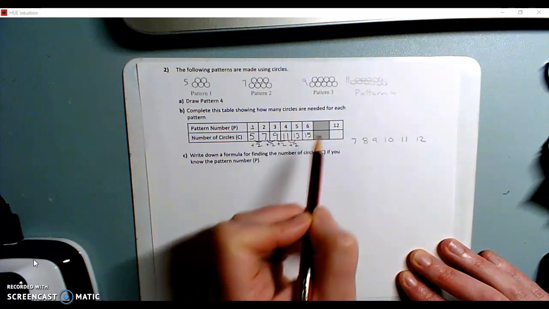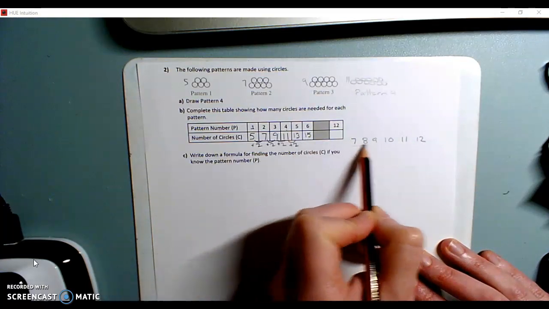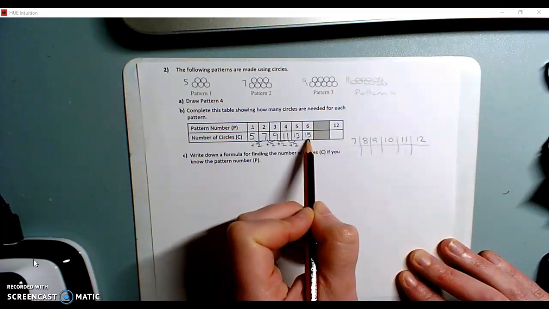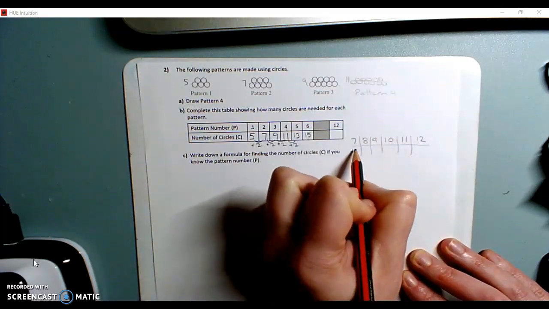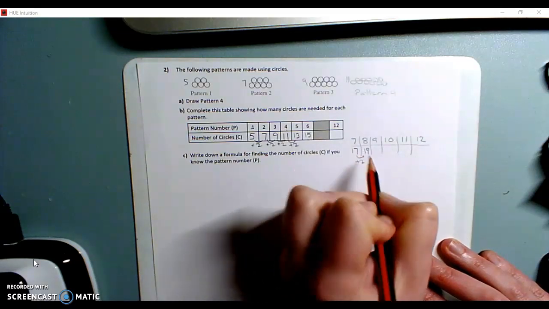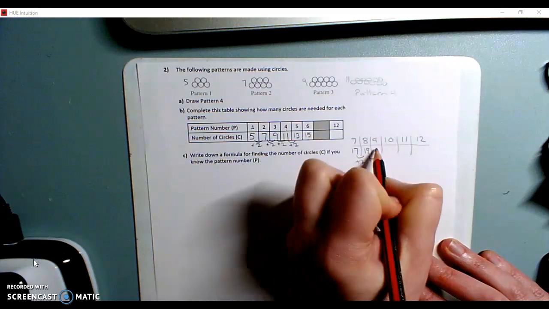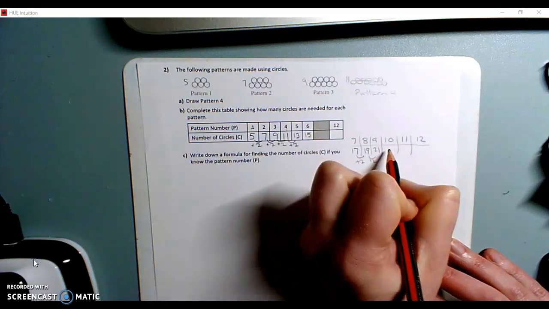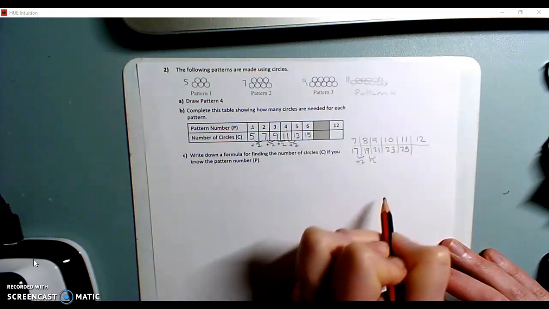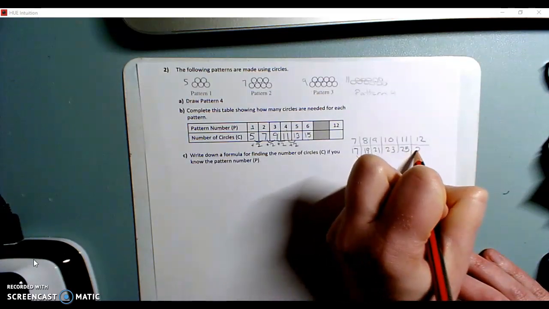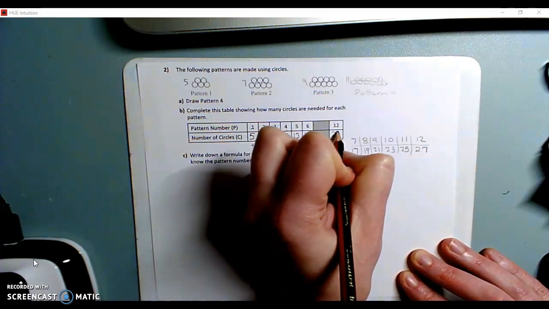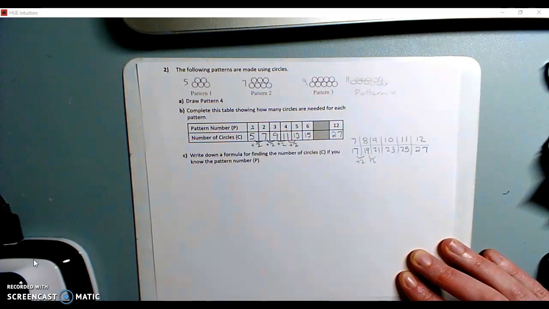So if we went from 6 all the way to 7, we're going to add 2. So we had 15, 16, 17. Still adding 2 every time. 19, adding 2, 21, 23, 25, 27. So pattern 12 will have 27 circles.